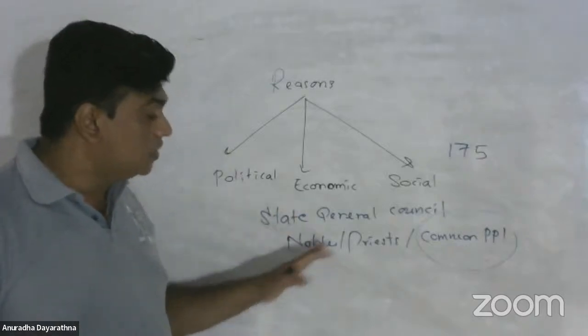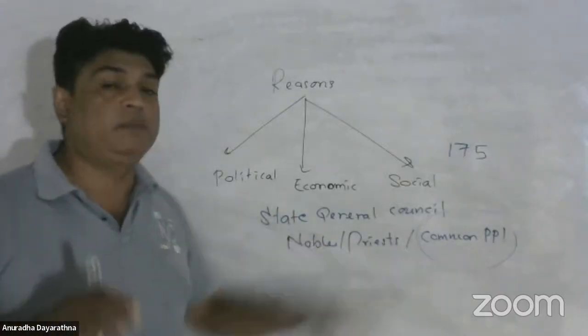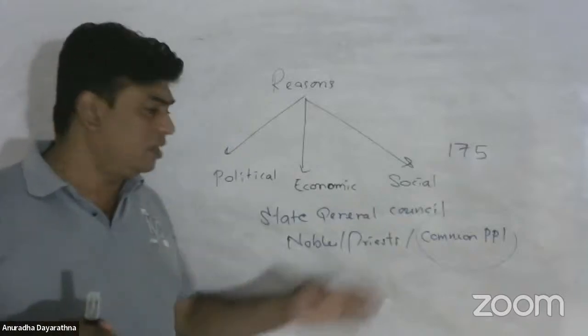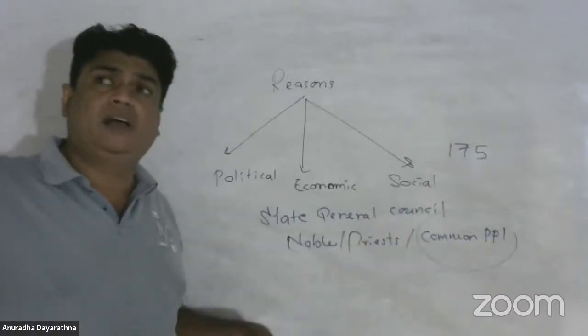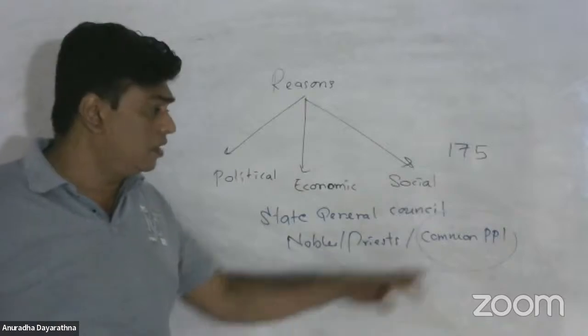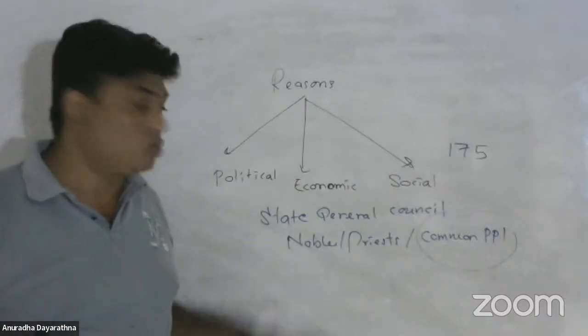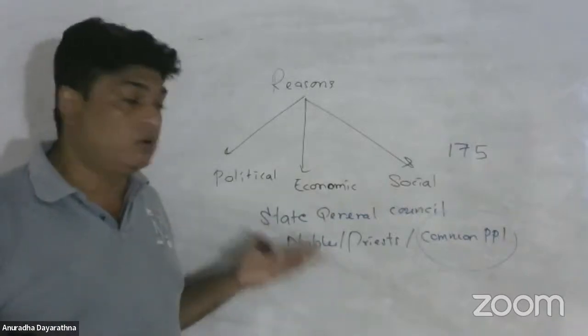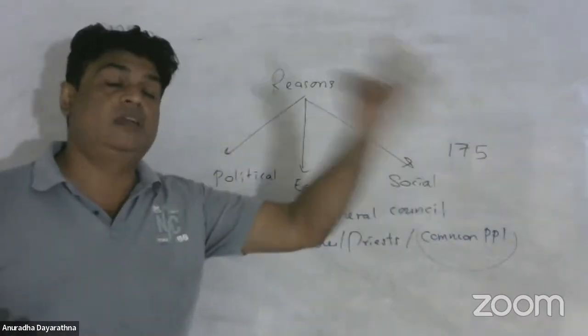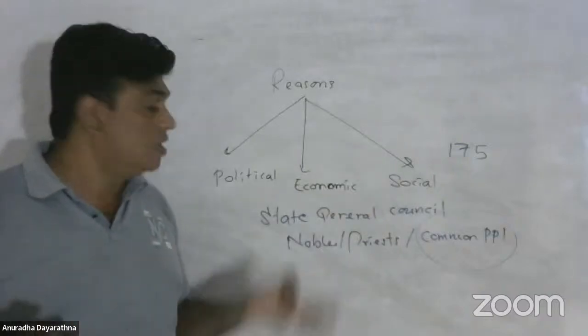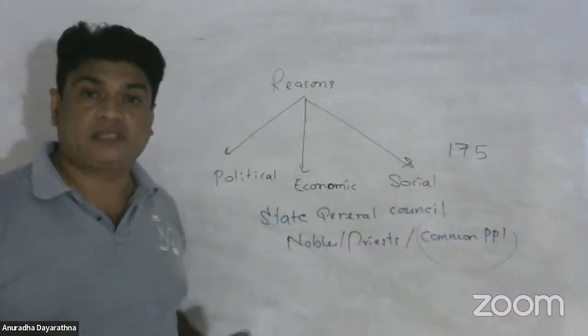Nobles and priests did not like to be gathered with common people. They told the king, we cannot gather with the common people. They should gather as a separate group. They cannot come to the palace. They have to gather outside the palace. So the king accepted. The king said, okay, common people have to go out and gather and discuss separately, and the king should discuss with the nobles and priests.